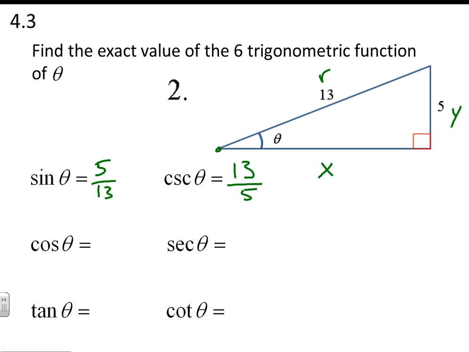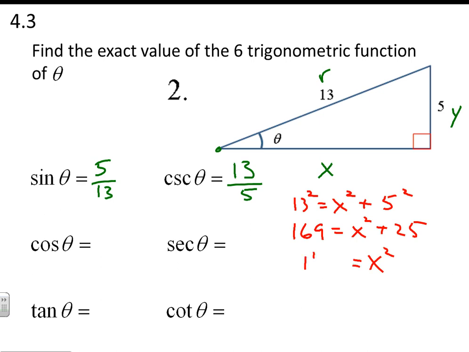Okay, now, cosine includes x, or adjacent. Tangent includes it. I need my x value here. So I'm going to go through Pythagorean process. You might recognize this as a Pythagorean triple, and that's great. But we could say 13 squared equals x squared plus 5 squared. 169 equals x squared plus 25. X squared is 144 when I subtract 25, so x wants to be algebraically plus or minus 12, but minus 12 makes no sense. Not in this problem.